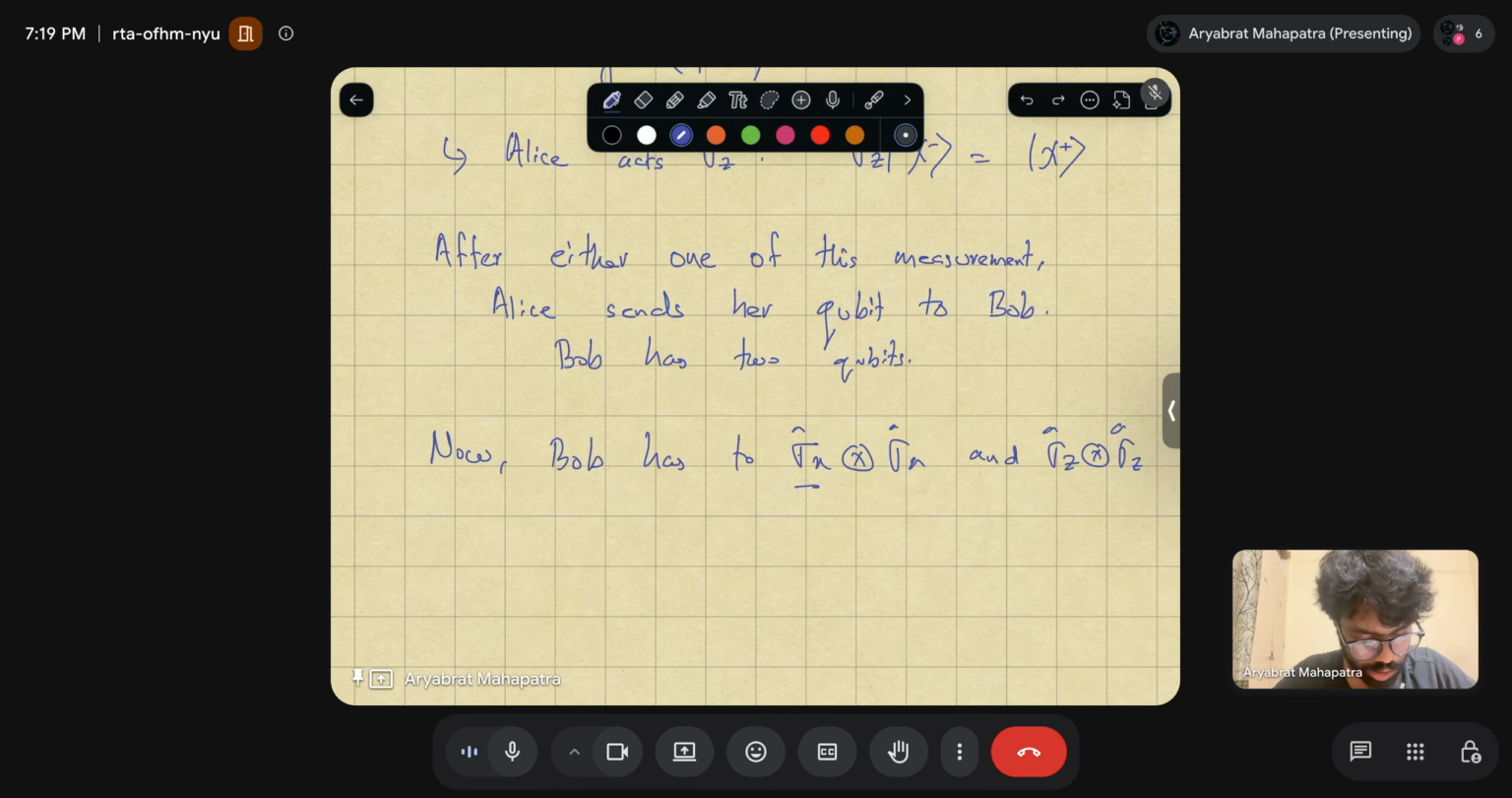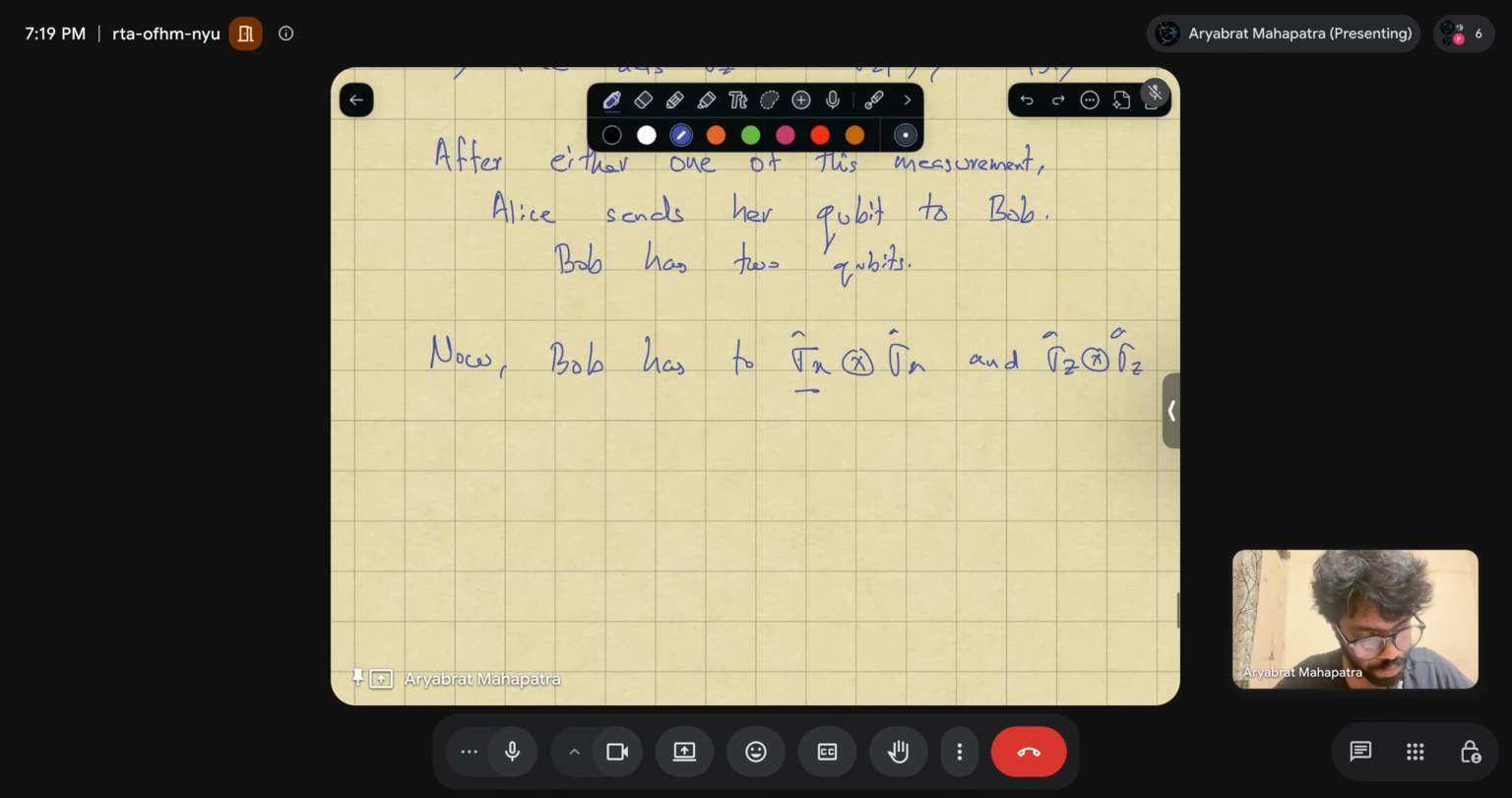So this is also one exercise which you can do: calculate or evaluate Bob's measurements.